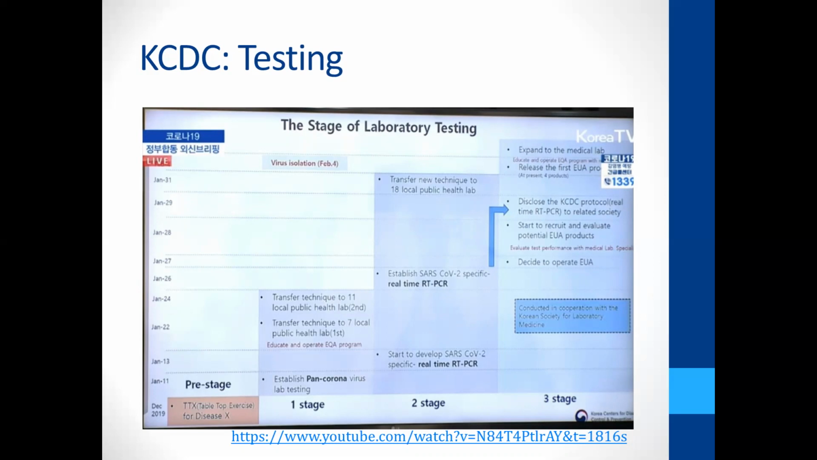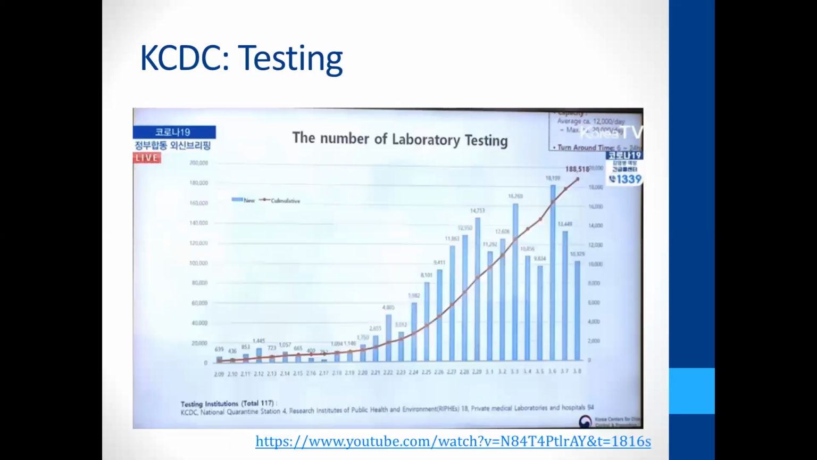A SARS-CoV-2 specific RT-PCR test was developed by January 26, when we had only 3 positive cases, and by January 31st, it was distributed to local government labs across the country. Concomitantly, it was decided that emergency use approval should be granted to qualified testing products developed by Korean biotech companies. And by January 31st, when we still had only 7 positive cases total, a private Korean company called Kojin Biotech started to manufacture test kits domestically.